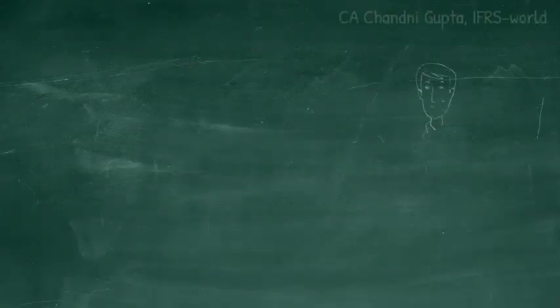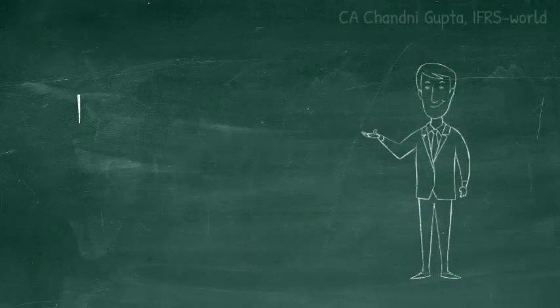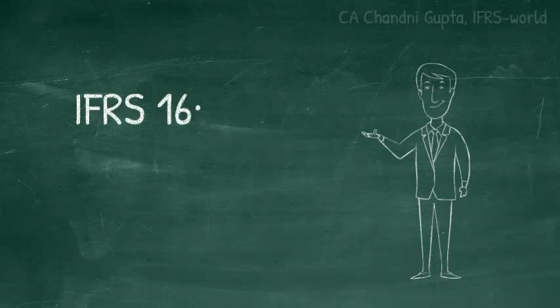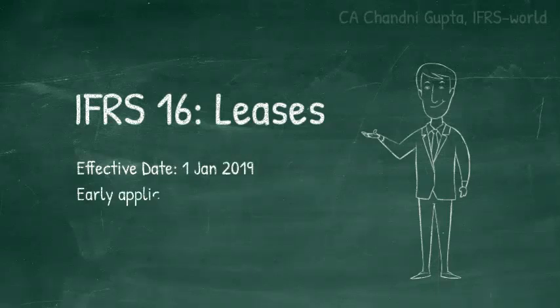We have been learning IFRS 16, that is on leases. In my previous videos, we have learned how to identify a lease in a contract. Then we understood the meaning of certain terms used in the standard. Then we learned accounting treatment in the books of lessee and in the books of lessor. Now in this video, we will learn certain miscellaneous topics that are really important to understand.